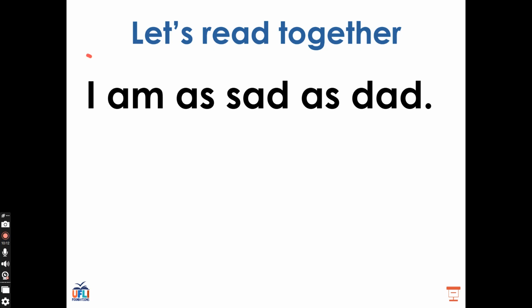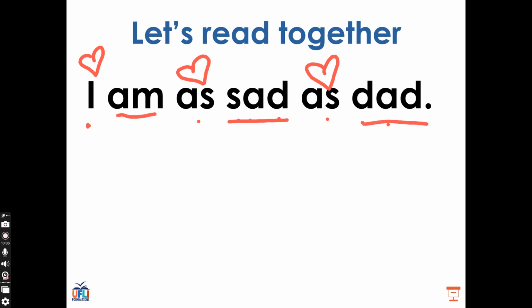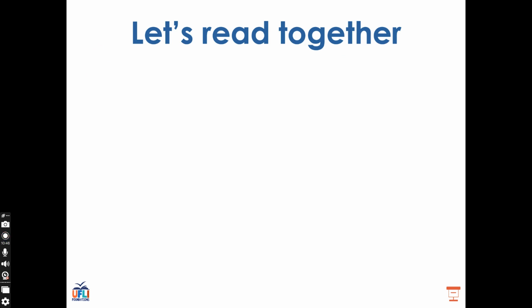In this sentence, I see the heart word I and the heart word as. The rest are words we can sound out. So let's read together. I, am, as, sad, as, dad. Let's put it together. Read with me. I am as sad as dad. Very good.